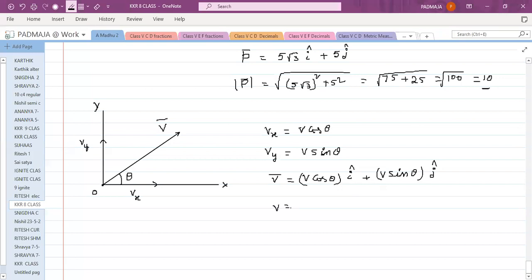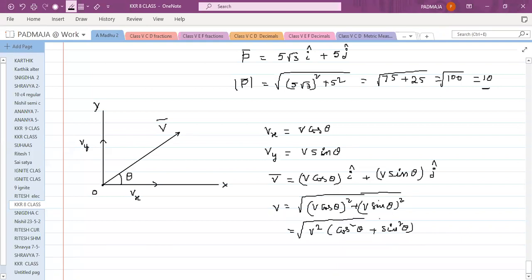Now, if I find the magnitude of the vector v, it is the square root of (v cos theta) whole square plus (v sin theta) whole square. So v square cos square theta plus v square sin square theta. If I take v square common in both of them, it becomes cos square theta plus sin square theta, which is 1. So this becomes square root of v square, which is equal to v.